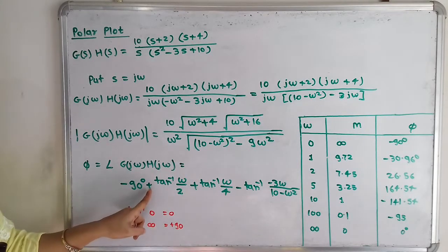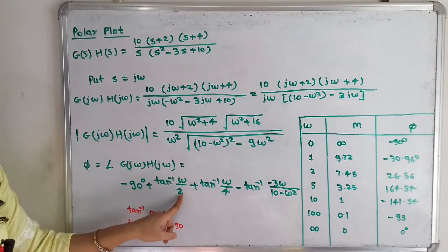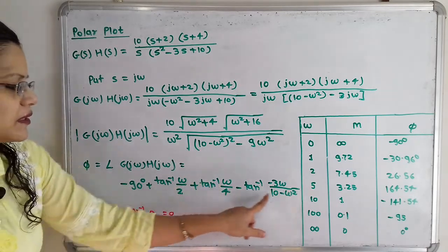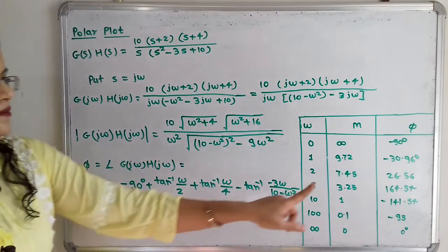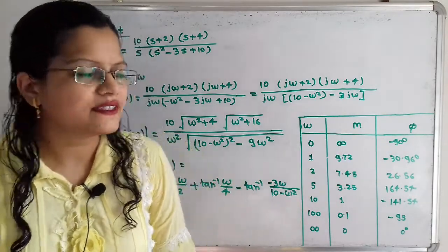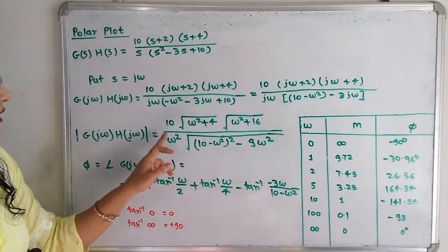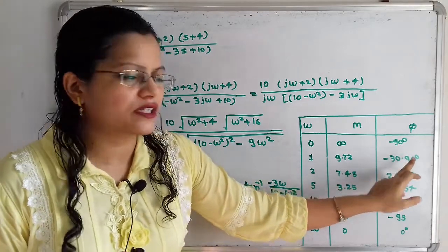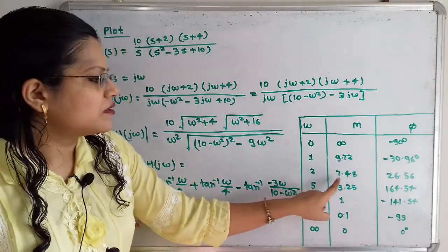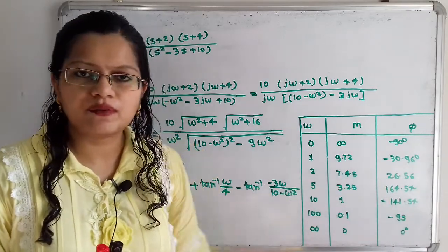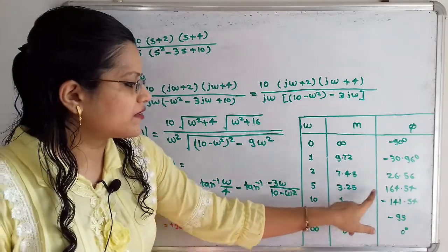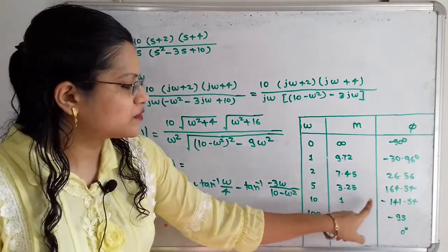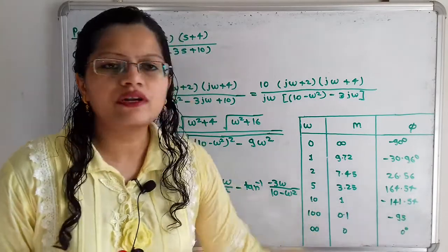Then if omega is equal to 0, what is the phase angle? Minus 90 plus tan inverse of 0 by 2, that is tan inverse of 0, which is 0. Every tan inverse term becomes 0, so the angle is minus 90. In the same way we put omega equal to 1: magnitude is 9.72, angle is minus 30.96. For omega 2, 7.45, 26.56. Then for omega 3, 3.25, 164.54. For omega 10, magnitude is 1 and angle is minus 141.54.